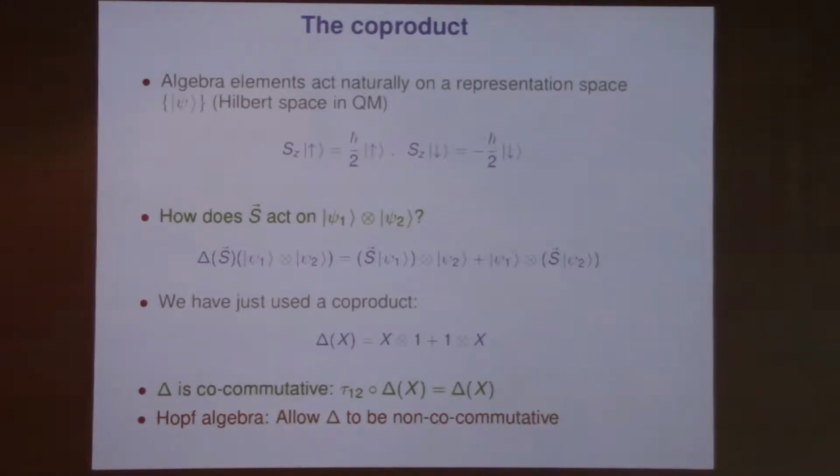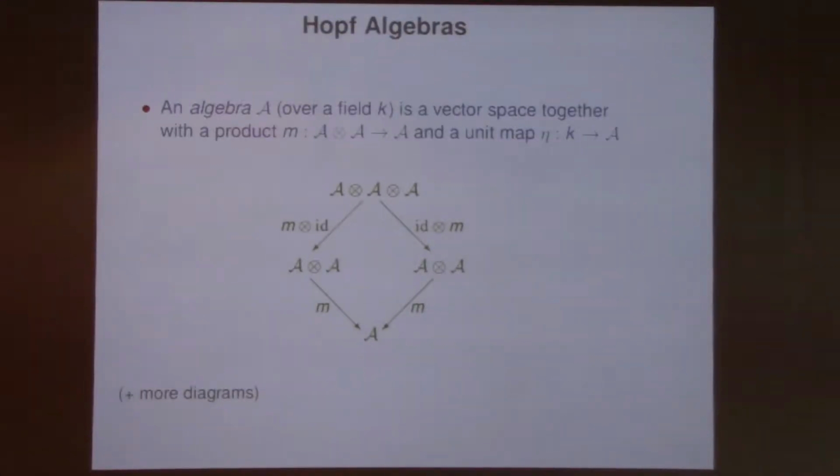Now the Hopf algebra of the title is what happens when you allow this to be non-co-commutative. I'm not going to go into the technical details, so you can ask me later if you want to see more of these.